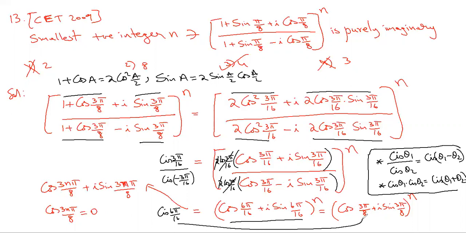After this, the next step I wrote here. I used De Moivre's theorem, which we already discussed. Cos theta plus i sin theta whole power n is cos n theta plus i sin n theta. Now, they want this number to be purely imaginary. What is a purely imaginary number? Its real part should be 0. For a number to be purely real, imaginary part should be 0. So I equated the real part to 0.